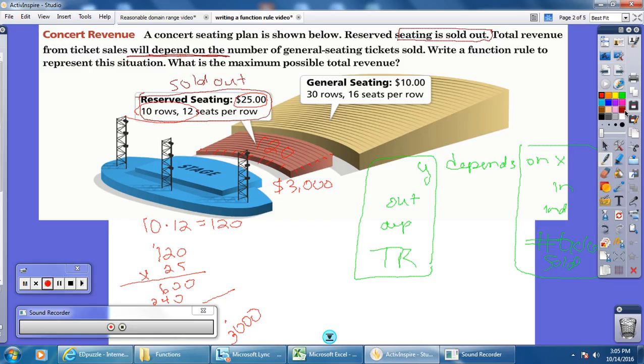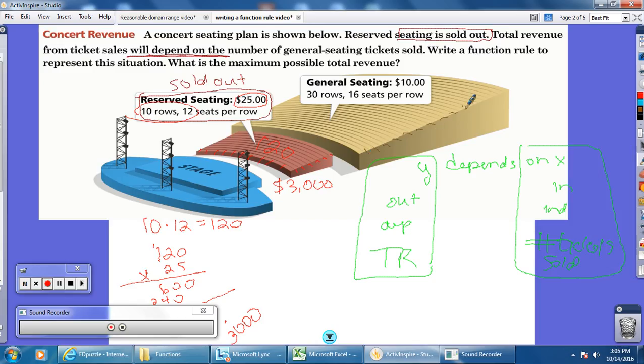So now up here, we have 30 rows, and there's 16 seats. So we're going to do the same thing. We're going to multiply 16 times 30, right? 0 times all this is 0. 3 times 6 is 18. 3 times 1 is 3, plus 1 is 4, right? So there's 480 seats altogether. Okay? Whew, okay. So now let's reread this again.